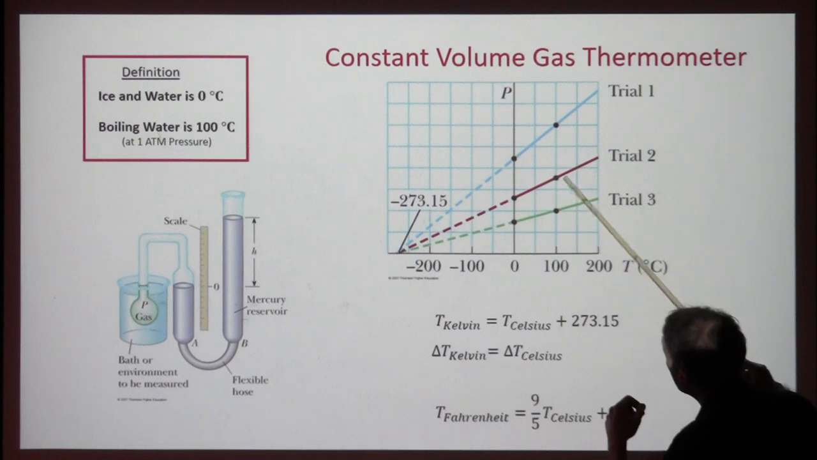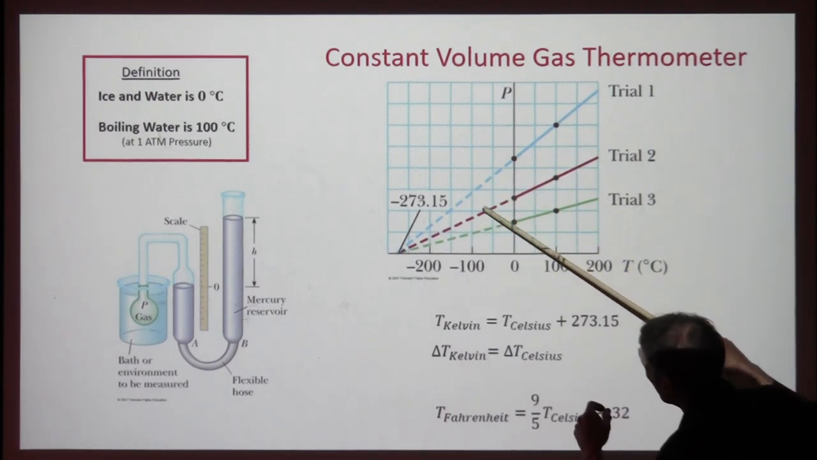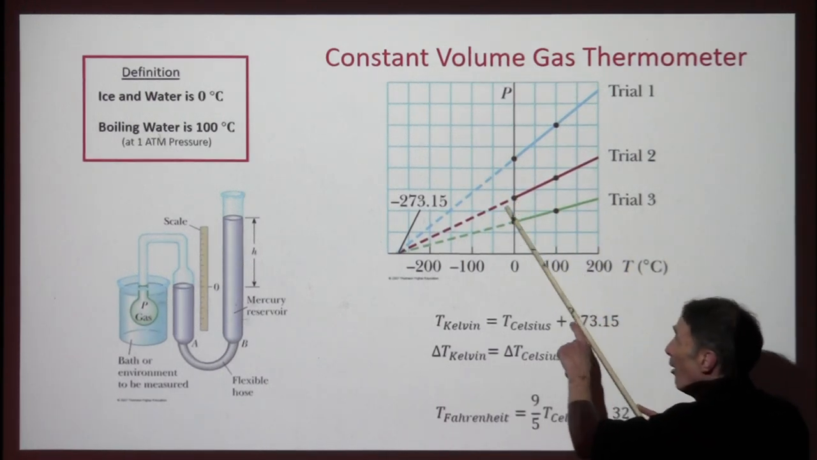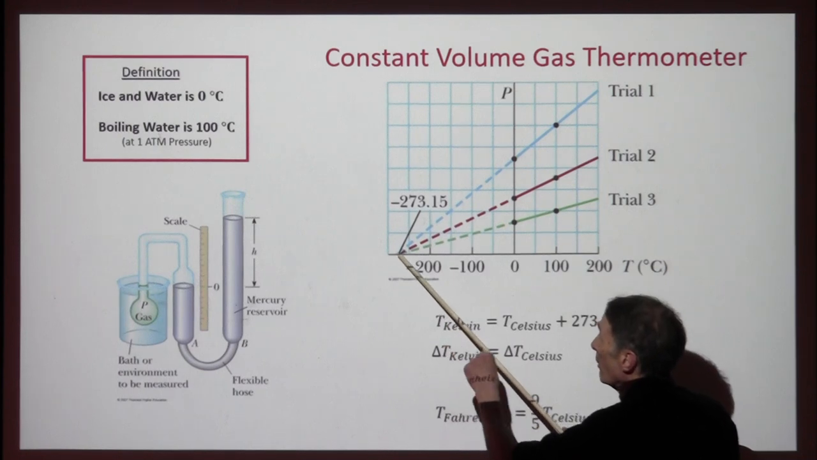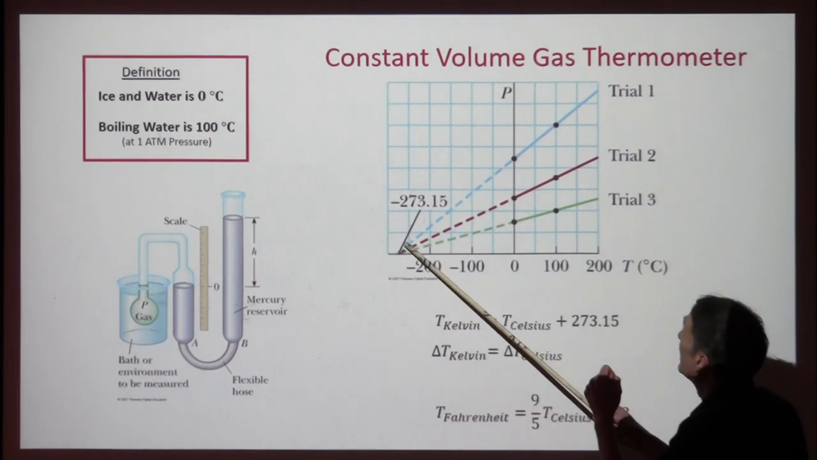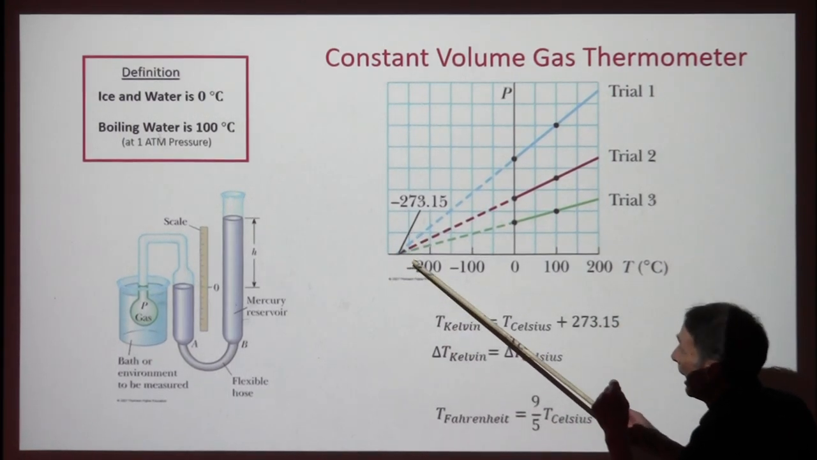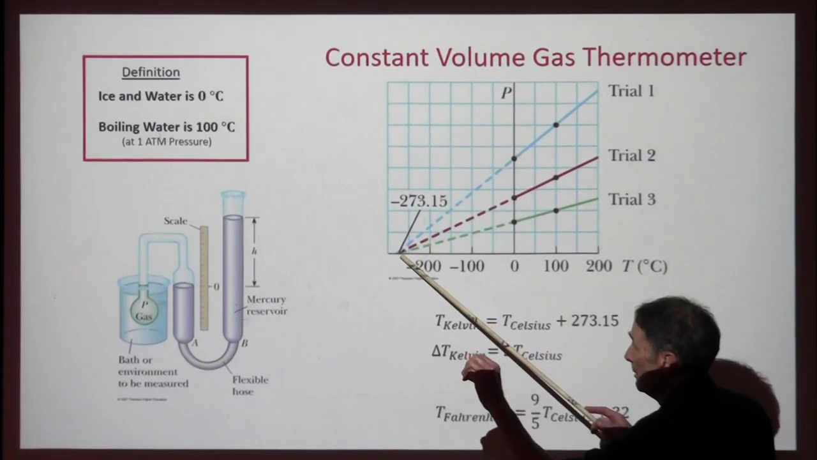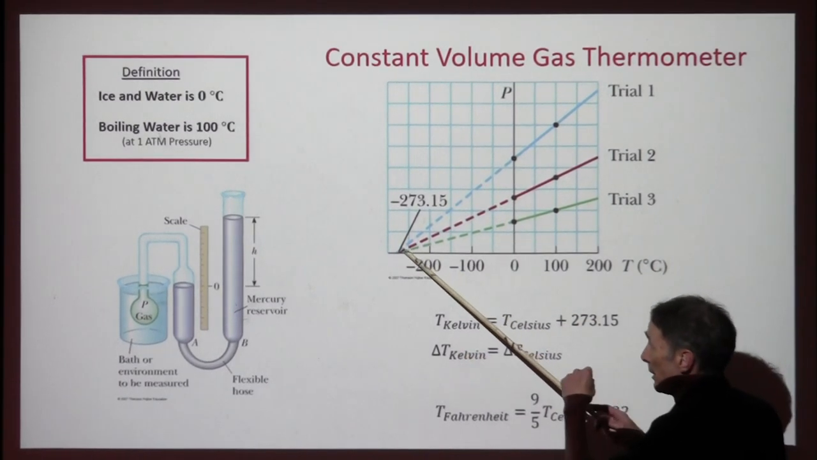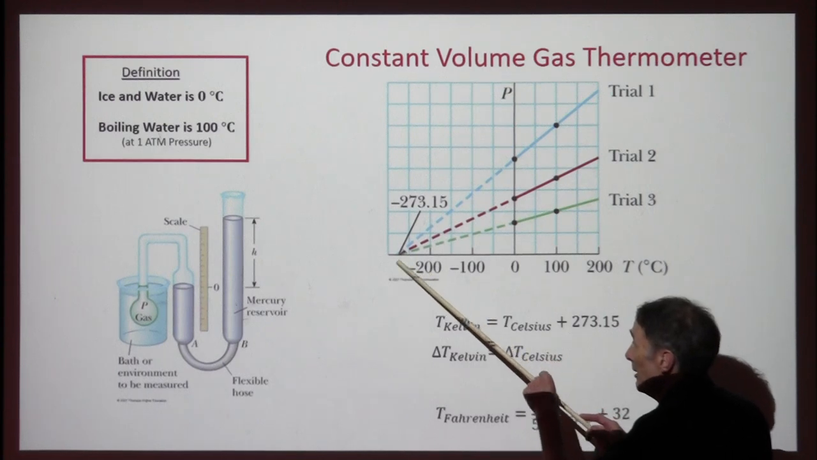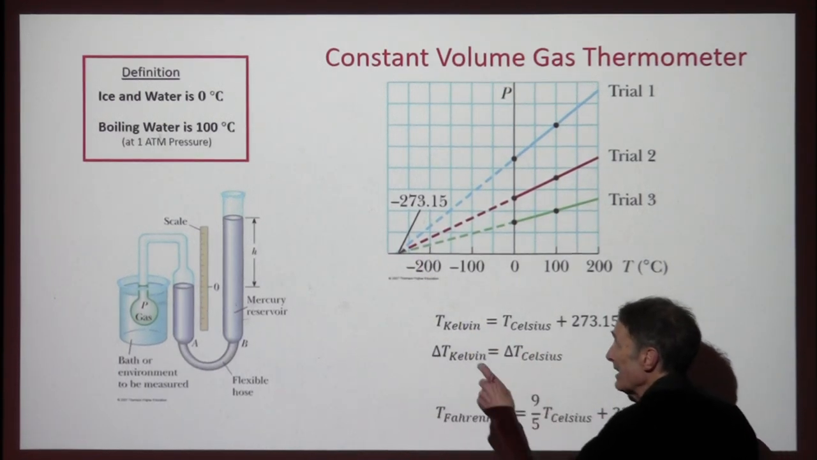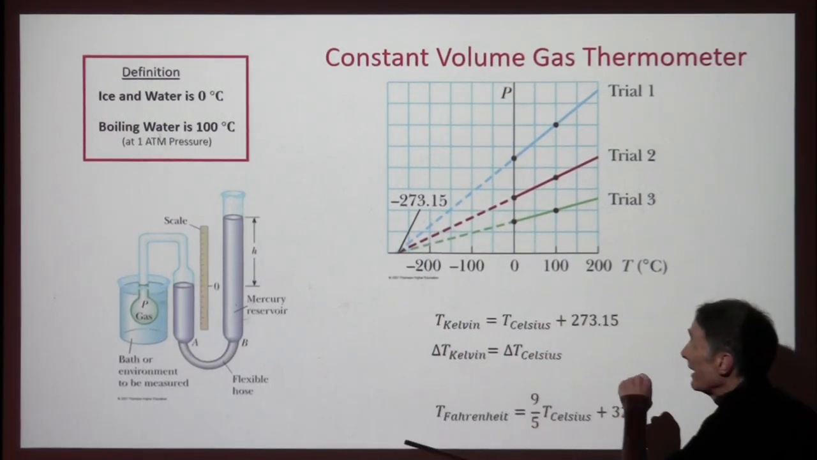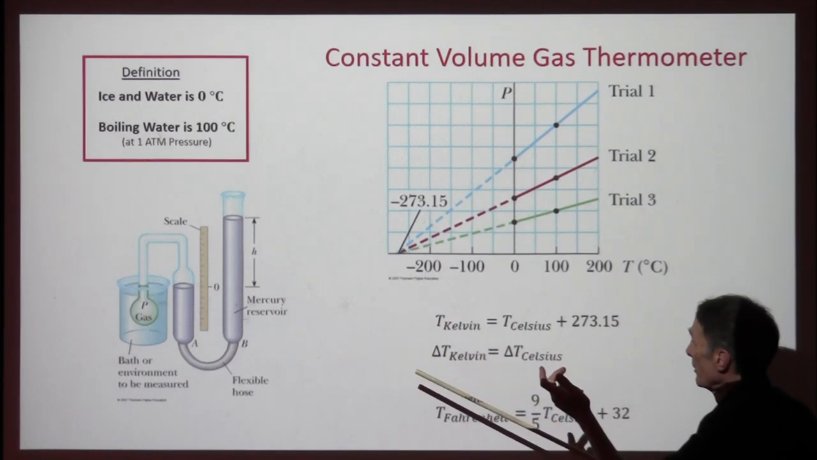In the lab, we had these points. We also went down a little bit with the dry ice. We didn't get all the way down to absolute zero. The idea is that at absolute zero, the pressure should drop to zero. And with the kinetic theory that we're going to develop, that means that all molecular motion, at least classically, ceases. And that's the lowest possible temperature.